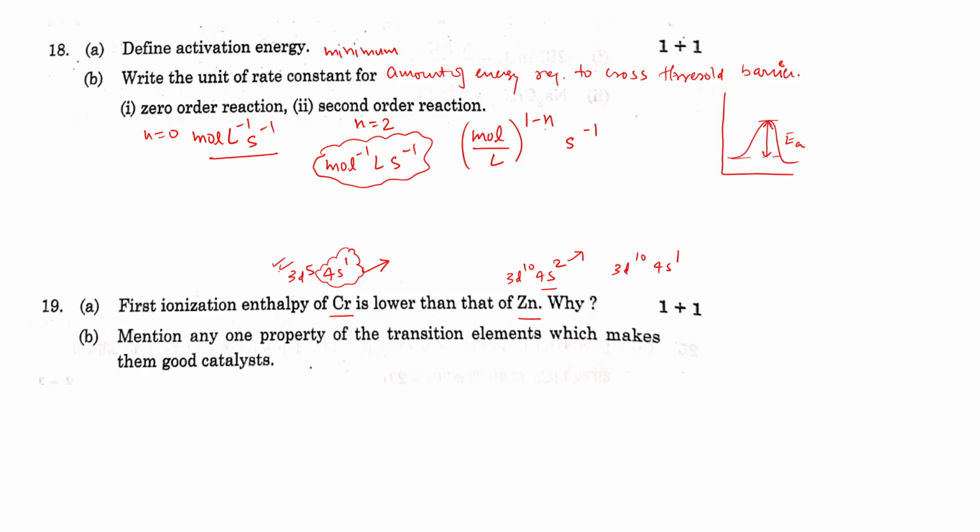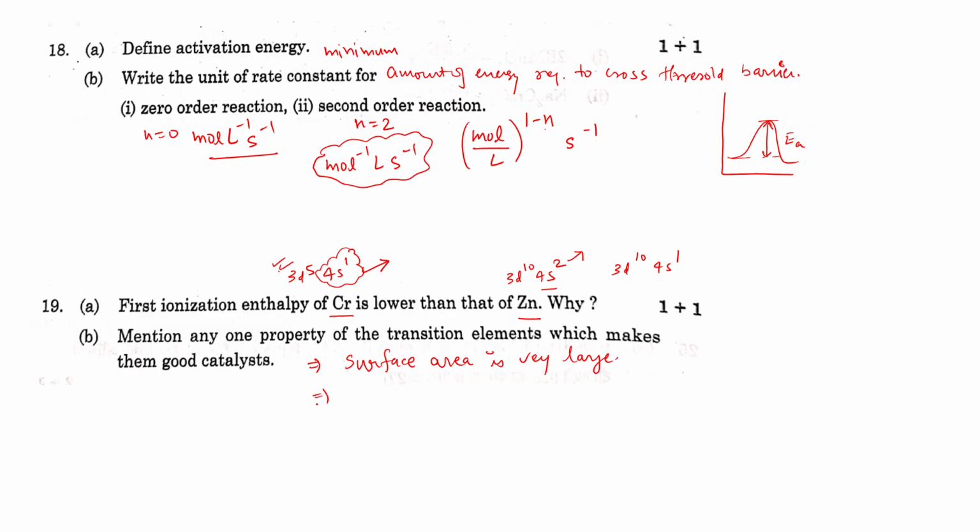Second part, mention any one property of the transition elements which makes them good catalysts. There are various properties, but since it is about catalysts, the role of a catalyst is to provide the surface area for the reaction to happen, that means to provide the area for the reactants to react. Surface area is very large.